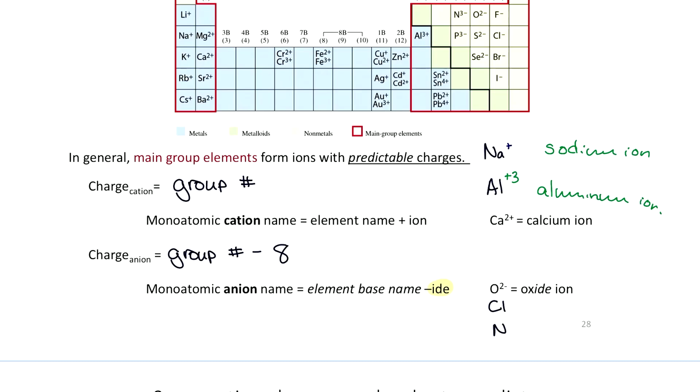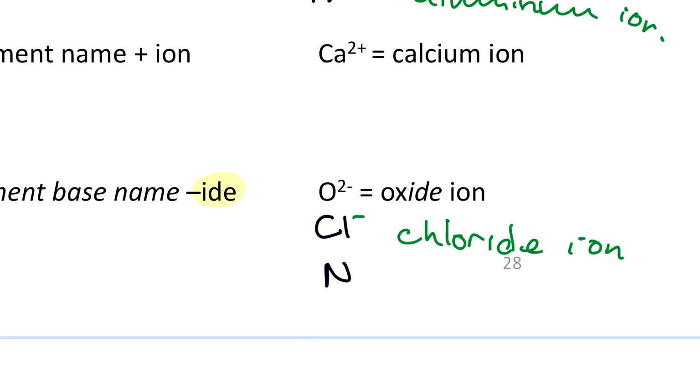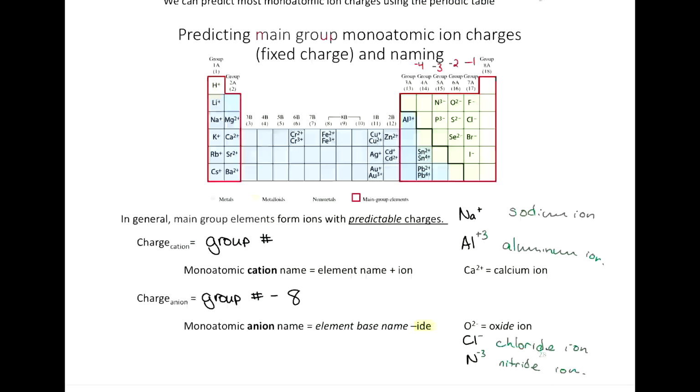So what about chlorine? What would its charge be if it's an ion? -1. Did you memorize that? No, I hope not. You just recognize it's in group 7A. All 7As are a -1 charge. What would the name of that be? Chloride ion. All right, nitrogen. Look at the periodic table. Nitrogen's going to adopt what charge? -3. So this name would be nitride ion. So those are our monoatomic names.